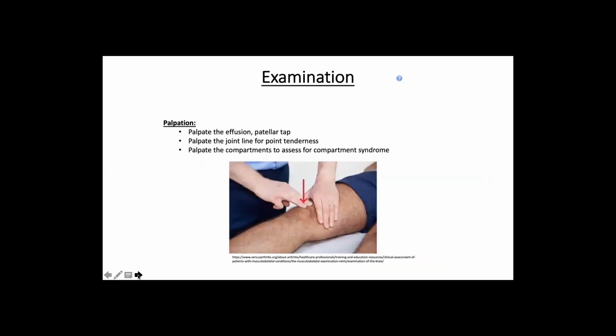Next, you would palpate, particularly in the context of fracture. This can be painful, so you should be gentle, but it's quite useful in those where it's not clear if there's definitely a fracture or not. So you initially can palpate for effusion, including the patellar tap test, which you can see demonstrated in the picture. You then also palpate the joint line for point tenderness, which may indicate specific areas for fracture. You should also make it good practice to palpate all the compartments of the thigh and the lower leg to assess for compartment syndrome, which is a particularly high risk side effect from these fractures.